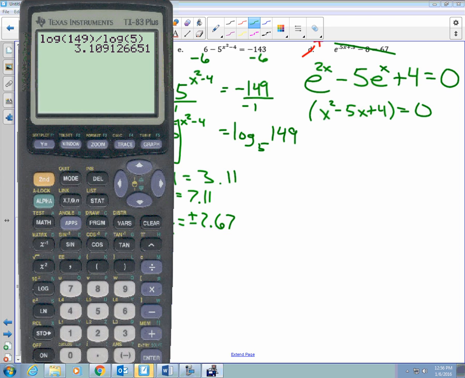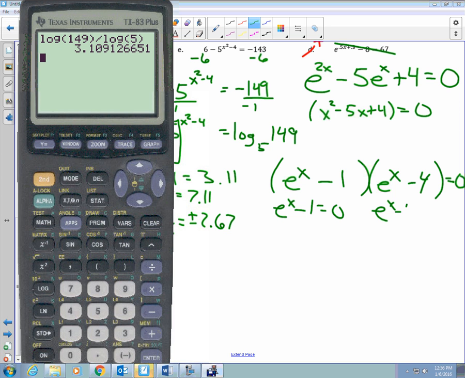Because when we multiply two bases, or two things that have a common base, you add the exponent. And what's x plus x? 2x. So therefore, this will factor e to the x, e to the x. Where two numbers are multiplied to 4, they add to negative 5. Yep, negative 1, negative 4. So we set them both equal to 0, because we use our zero product property. So e to the x is equal to 1, and e to the x is equal to 4.